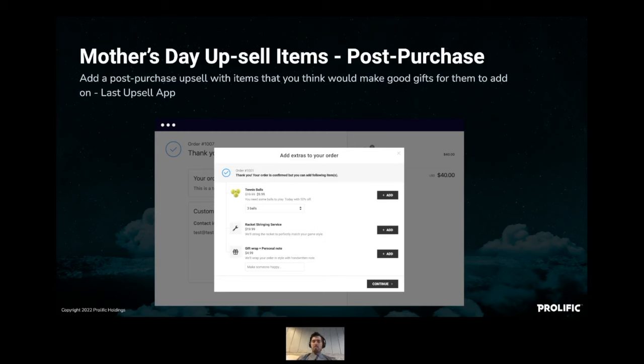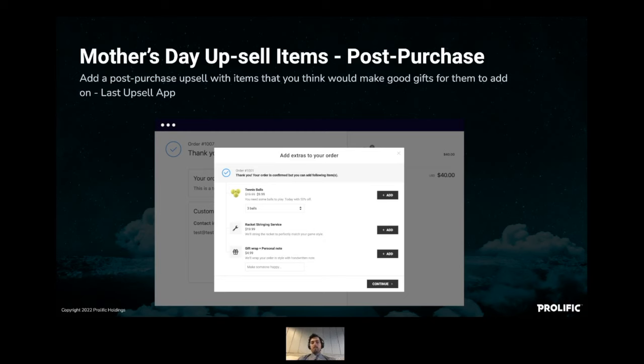So there are multiple apps that you can use for this. This one's using an app called Last Upsell. There's another one called Bold Upsell that you could use. What Last Upsell is, though, is a pop-up that comes up on the thank you page after somebody places their order. And so this could be targeting either people that maybe bought the Mother's Day gift already, or it could be targeting people that just bought an item for themselves.